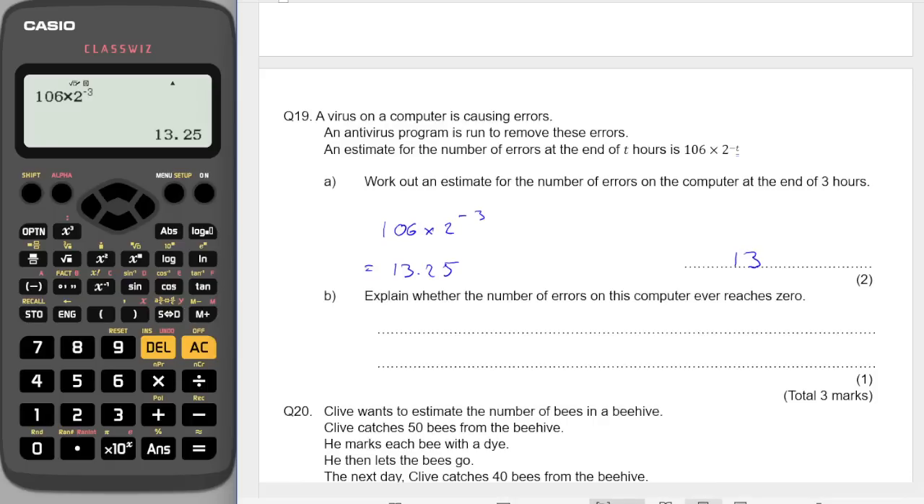Explain whether the number of errors on this computer ever reaches 0. So no. No, as 2 to the power minus t can never be 0.